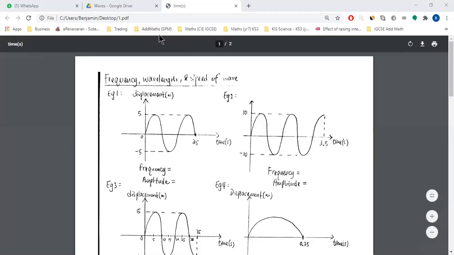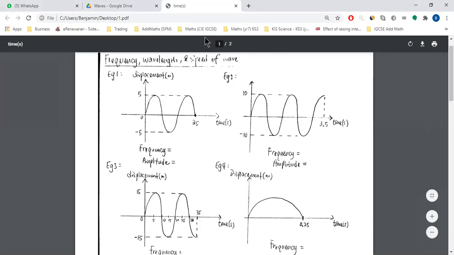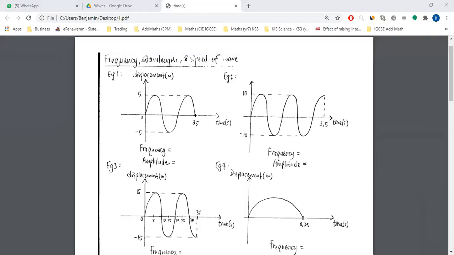Okay. 刚刚我有 send 一个 document 在那个 group，你可以 refer to 那个 document。那个是 exercise, so we're going to discuss that document right now. It's all about finding the frequencies, wavelength, and the speed of wave. Okay, 来我们看这边。So frequency, wavelength, and speed of wave.